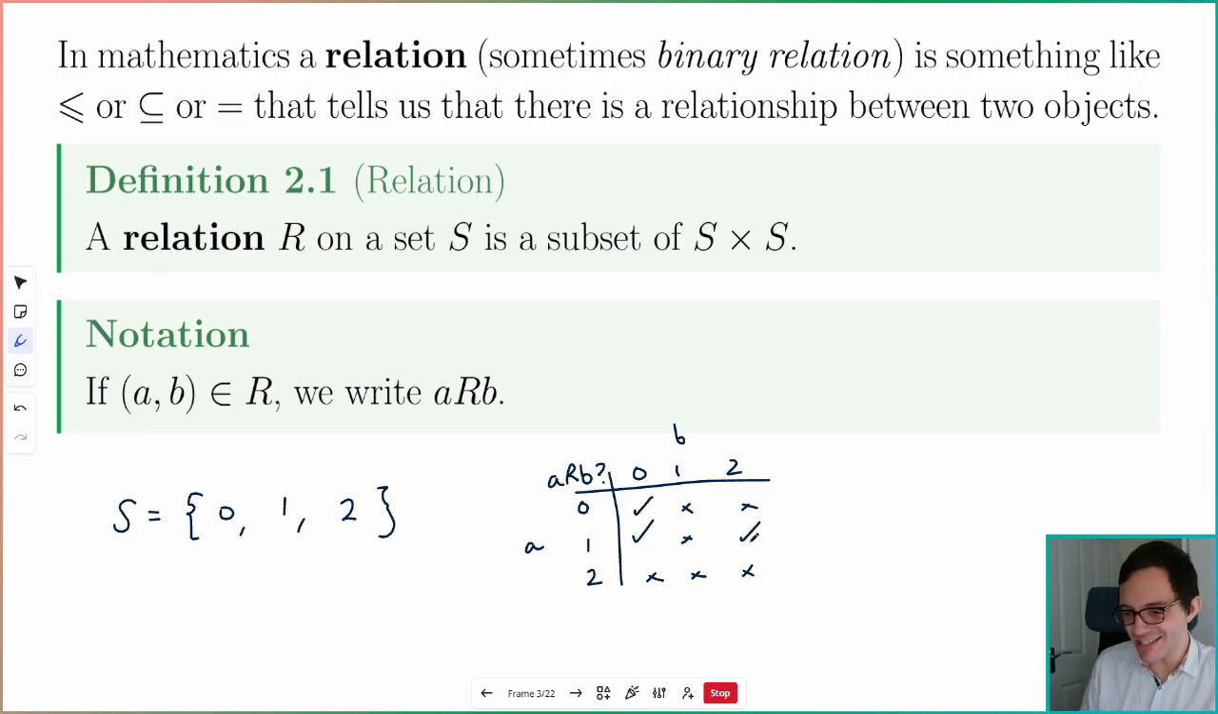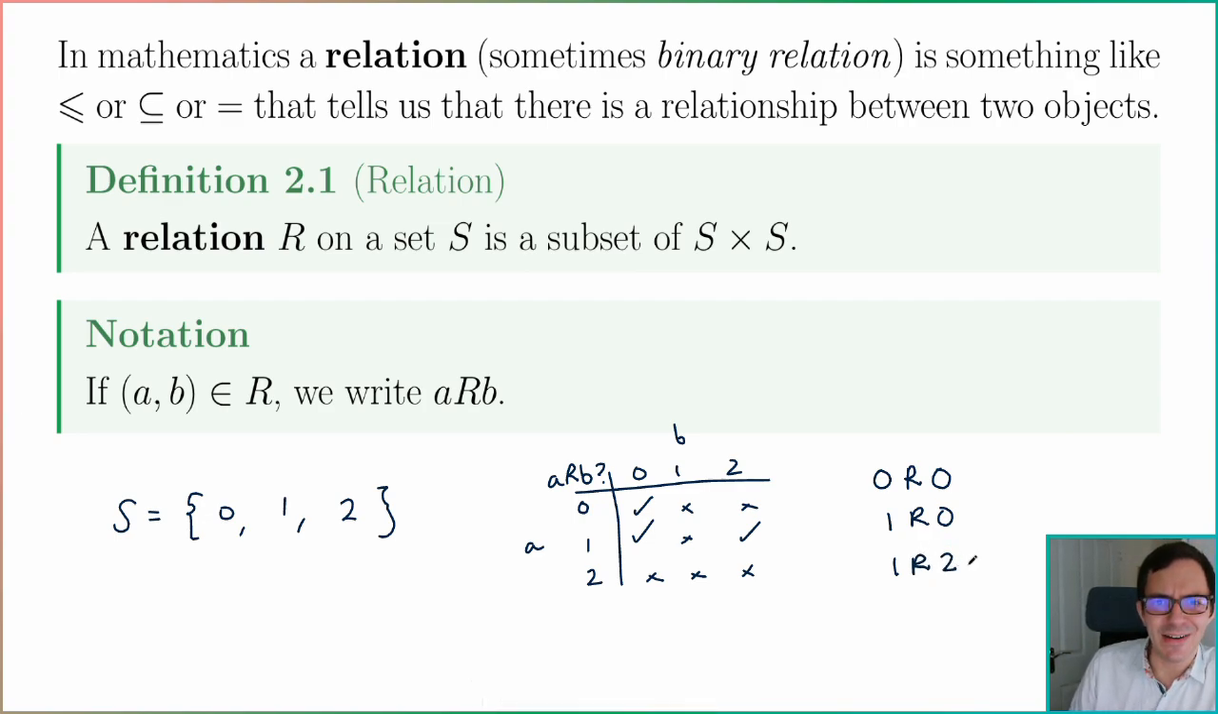So in my relation on the screen at the moment, I can write that 0 is related to 0. I can write that 1 is related to 0. I do not write that 0 is related to 1 because it's not in that subset. And I do not write that 2 is related to anything. Well, I do write down that 1 is related to 2 though. So this is not a very nice relation. There's not a lot going on there.